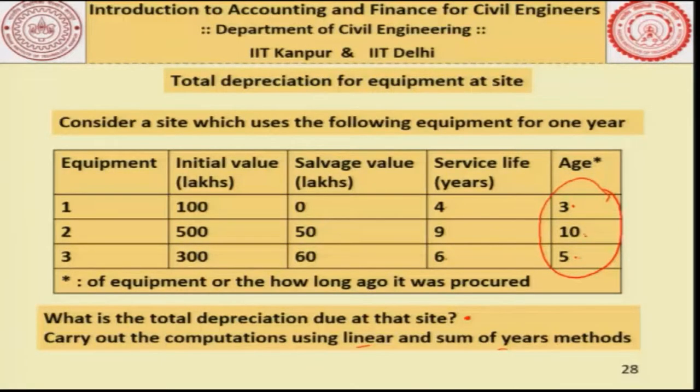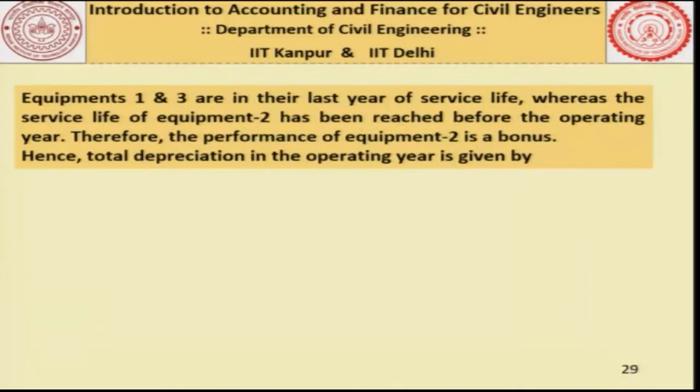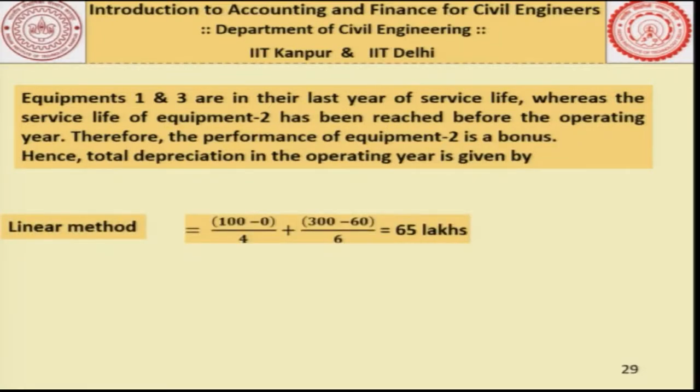However, in the case of equipment 2, the useful service life is 9 years and it is already past that. And therefore, as far as depreciation is concerned, we need to calculate as follows. If it was the linear method for equipment 1 and equipment 3, it is (100 minus 0) by 4, (300 minus 60) by 6, we get a total of 65 lakhs.